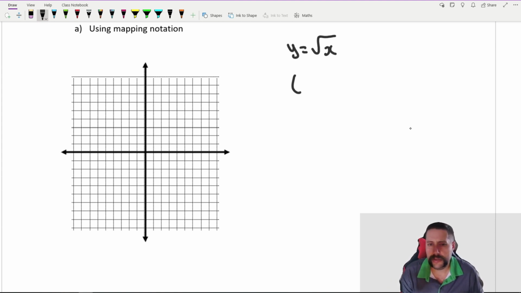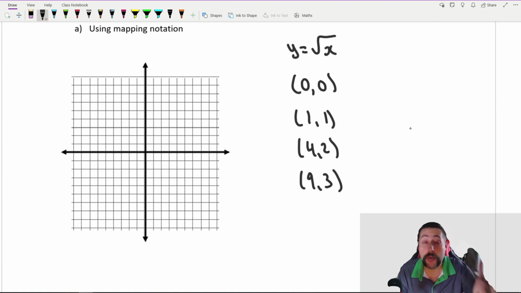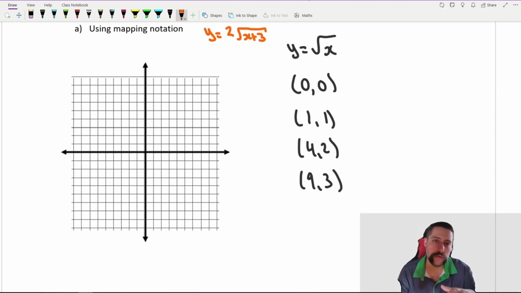So the specific points for a radical graph, just the root of x, are 0, 0; 1, 1; 4, 2; 9, 3. Again, what I would recommend is for you to understand and know that these are the points that you could use to help with your mapping notation throughout this unit. Now the mapping notation goes alongside what we're doing to this graph. For transformation-wise, are we stretching it? Are we compressing it? Are we shifting it?